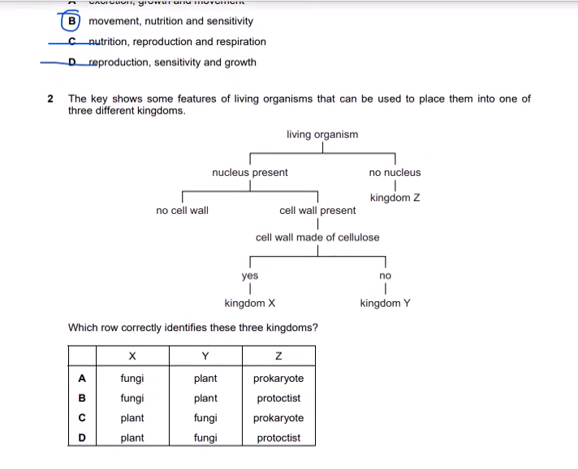The key shows some features of living organisms that can be used to place them into one of the three different kingdoms. Which row correctly identifies these three kingdoms? Has no nucleus means it's a prokaryote, because they don't actually have a defined nucleus. If it does have a nucleus and a cell wall, that means it's a plant.